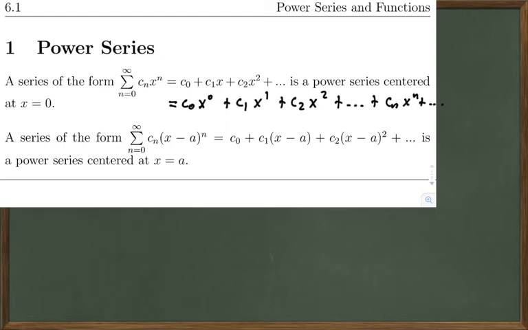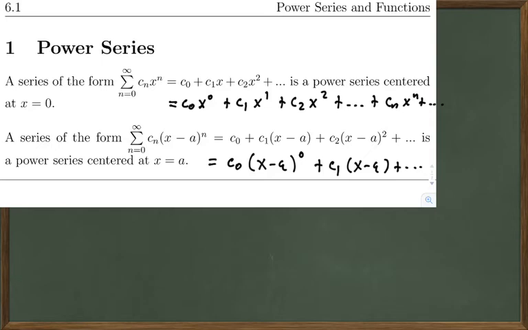A series of the form sum n equals 0 to infinity c sub n x minus a quantity to the nth power, which is equal to c naught plus c1 x minus a plus c2 x minus a squared plus dot dot dot, is a power series centered at x equals a. So here I wrote this out. This would be c naught x minus a to the 0 power, so that's just going to be the c naught, plus c1 x minus a to the first power, and etc.